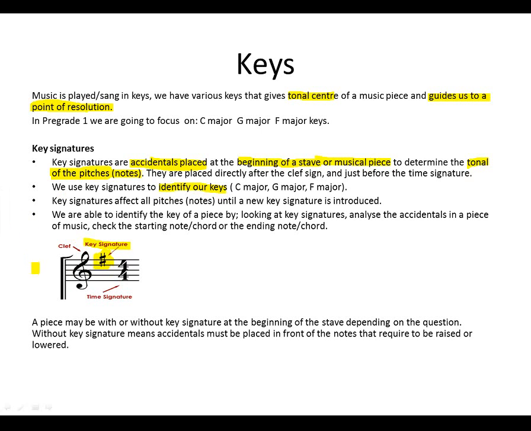Key signatures affect all pitches until a new key signature is introduced. They affect all notes until a new key signature is introduced. We are able to identify the key of a piece by, number one, looking at the key signature, or analyzing the accidentals, two, or checking the starting note or the starting chord or the ending notes or chord.